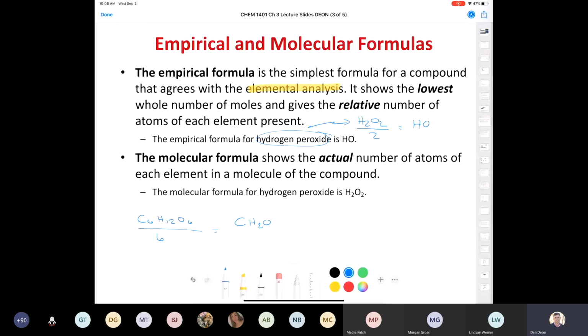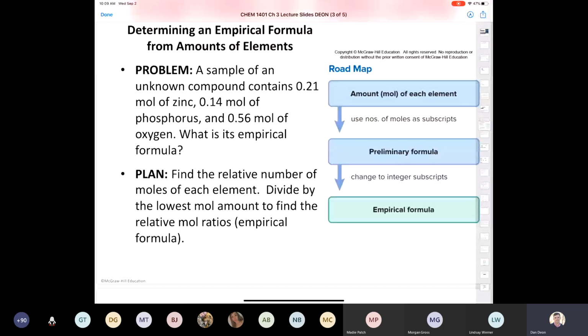It says here, determining an empirical formula from the amounts of elements. A sample of an unknown compound contains 0.21 moles of zinc, 0.14 moles of phosphorus, and 0.56 moles of oxygen. What is its empirical formula? Well, what we're going to do is find the relative number of moles of each element. So that's been provided for us. And then we're going to divide by the lowest mole amount to find the relative mole ratio. So we're going to compare these three numbers of moles right here.